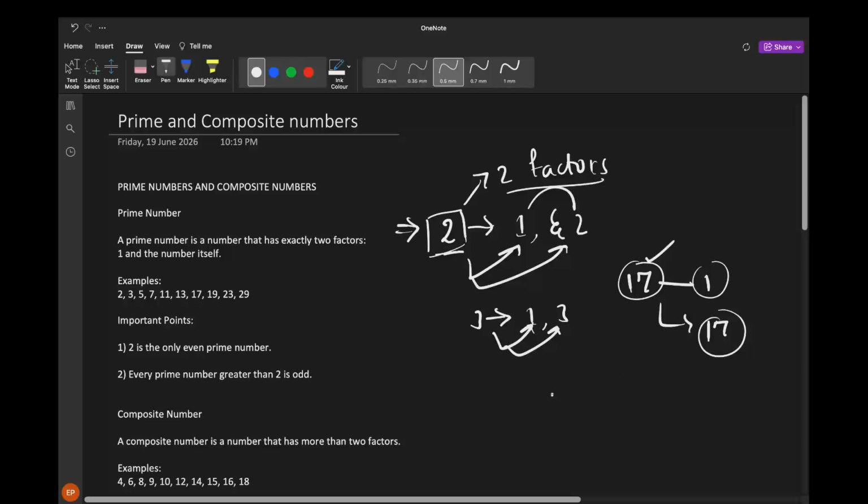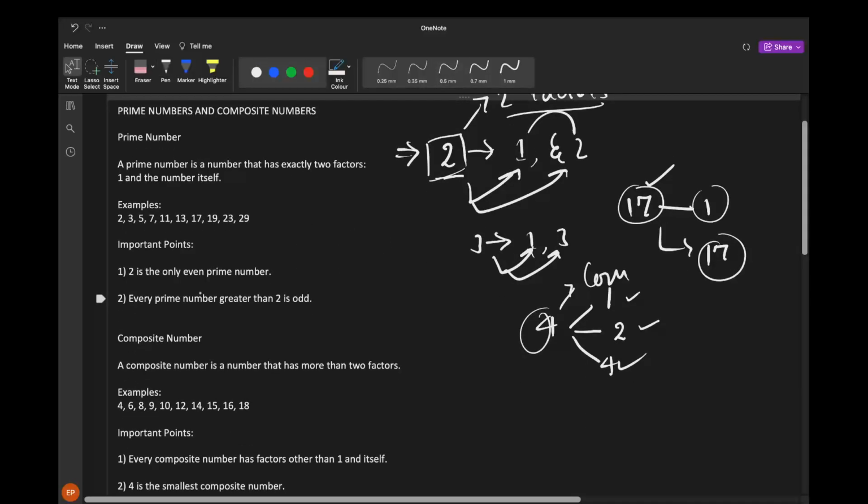What if I consider 4? It's divisible by 1 and by 4, but it has another number that divides it, which is 2. So it has more than 2 factors. So it is called a composite number, and it is not in the list.